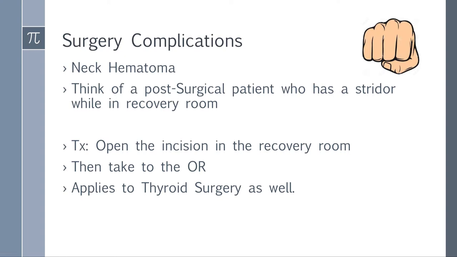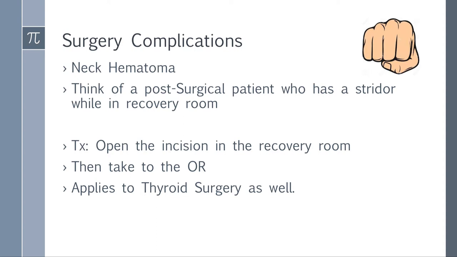So this is a very high yield question. So you do the parathyroid surgery. There's going to be a couple of complications they're going to ask you about. The first one is going to be neck hematoma. How are they going to present it? They're going to say a patient is in a recovery room and now they're having difficulty breathing and they're having a stridor, right? There's a hematoma, there's blood buildup in the neck compartment, and it's causing difficulty breathing. So what do you do? You're in a recovery room, you open that incision. You don't go back to the OR first. You open that incision, then take the patient to the OR.